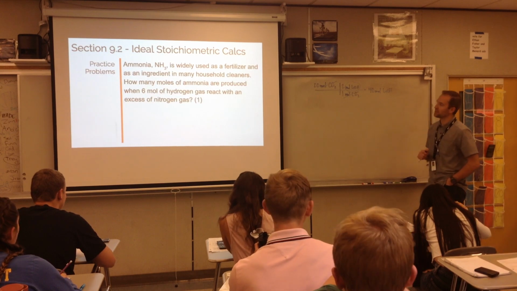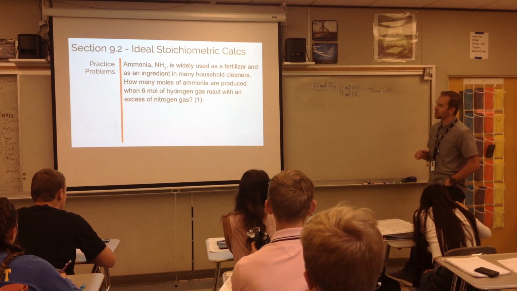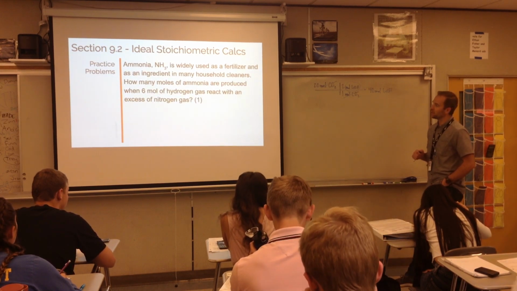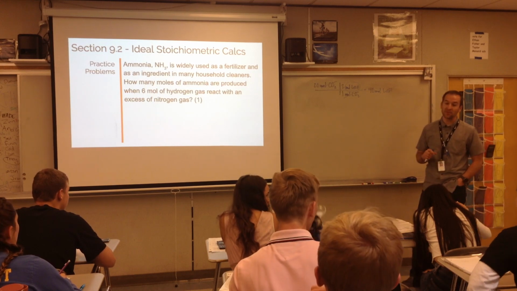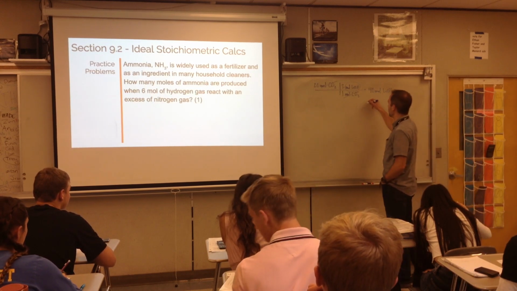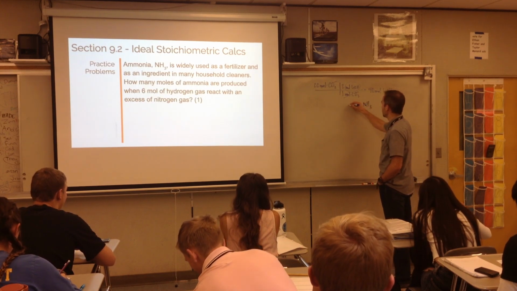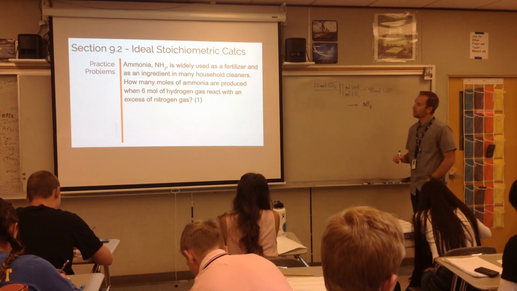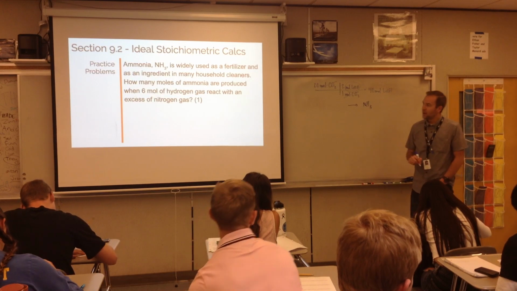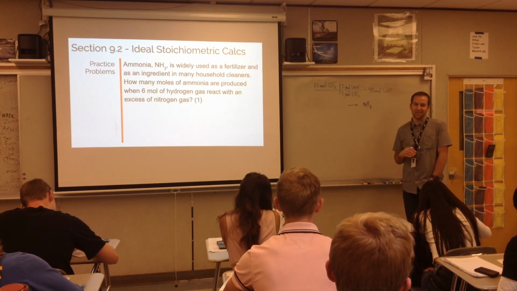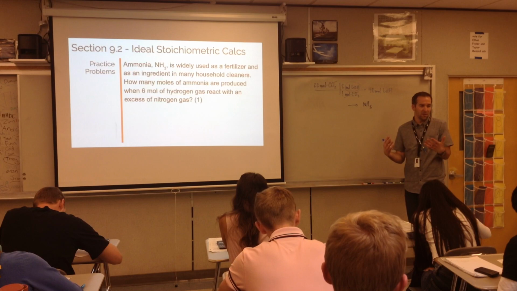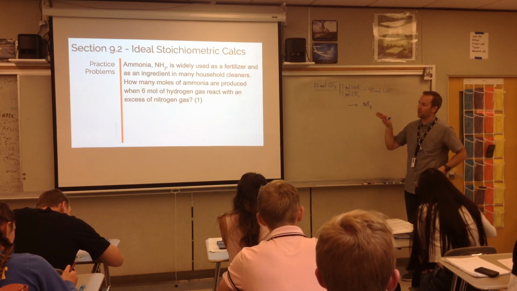Alright, when we read the question, it says ammonia is widely used as fertilizer and as an ingredient in many household cleaners. How many moles of ammonia are produced? So that means ammonia is our product. So we can write that down on the product side here. NH3. Ammonia is our product. Are produced when 6 moles of hydrogen gas. That's what we're given. That's not part of the balanced chemical equation.